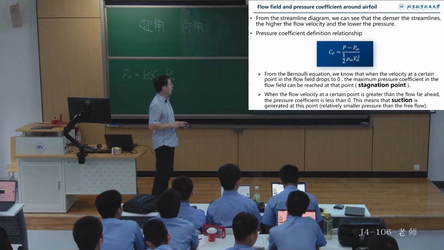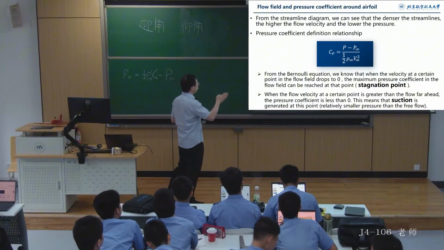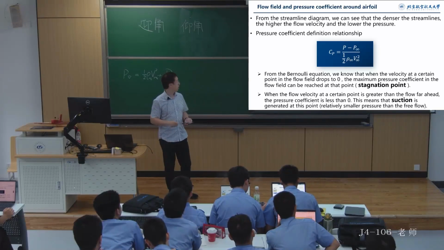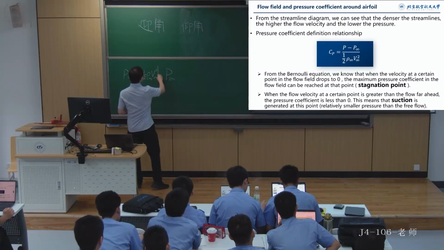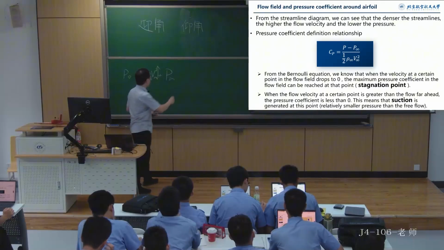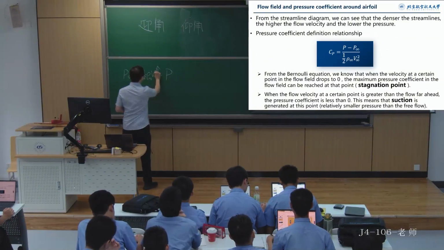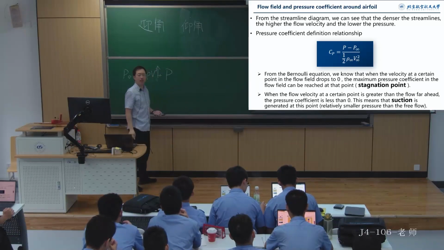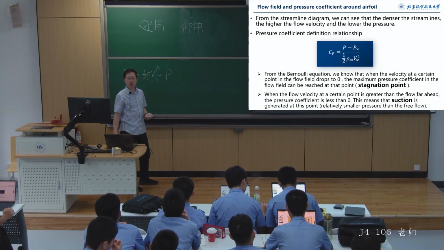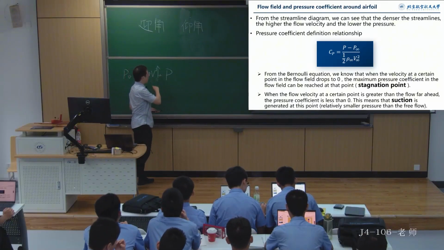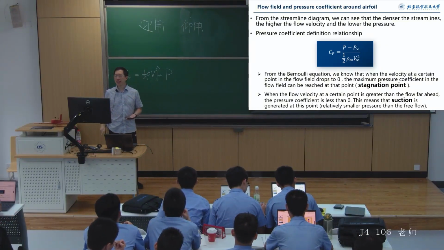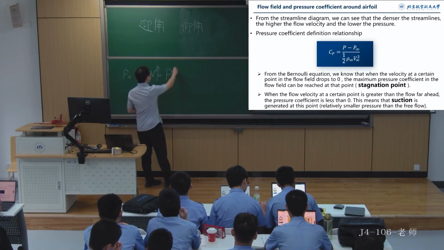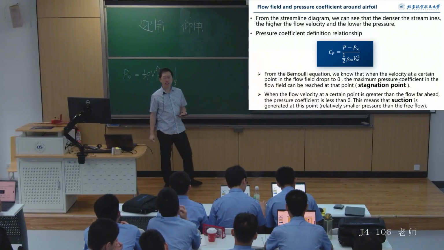In addition, if at a certain point the flow velocity is greater than the free stream velocity far upstream, then that means when the velocity increases at a certain point, it's no longer P infinity because we're referring to a specific local position. So at that point, when the velocity increases, what happens to the pressure? When flow velocity increases, what happens to pressure by Bernoulli's principle? The pressure decreases, right? All right.